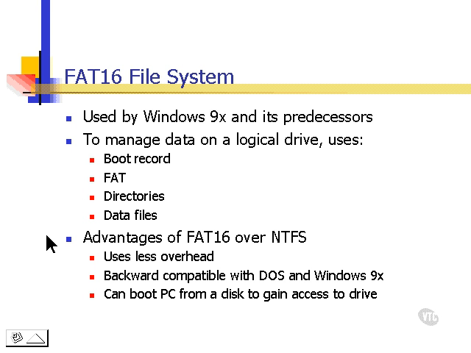So advantages of FAT16 over NTFS are that it uses less overhead, it is backward compatible with DOS, with Windows 3.1, and all the Windows 9X family, and we can also boot a PC from a disk to gain access to the drive. So we can use a Windows 98 startup disk, for example, which is formatted in FAT16. But NTFS offers advantages as well.